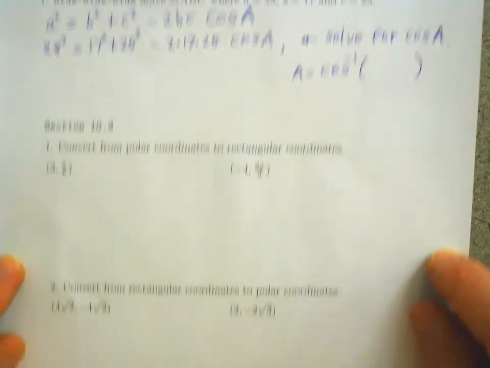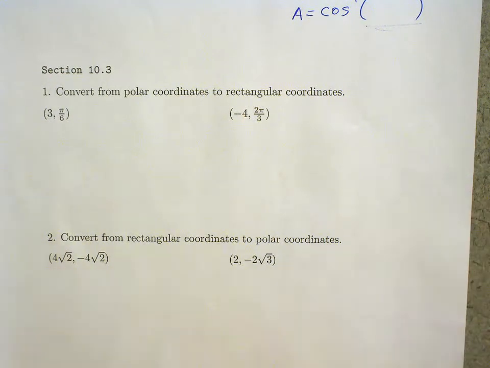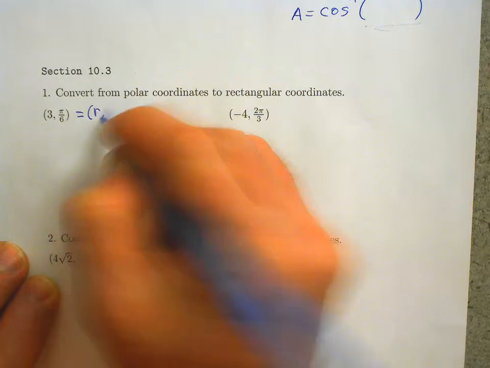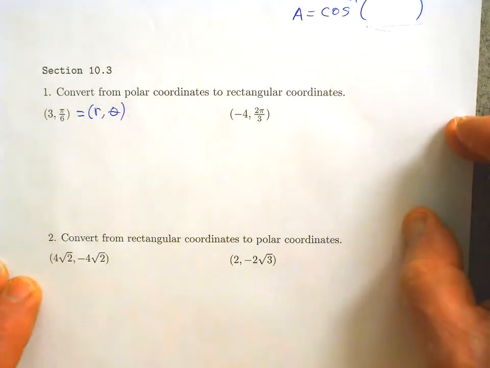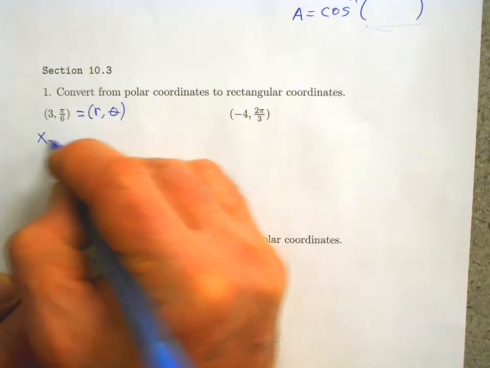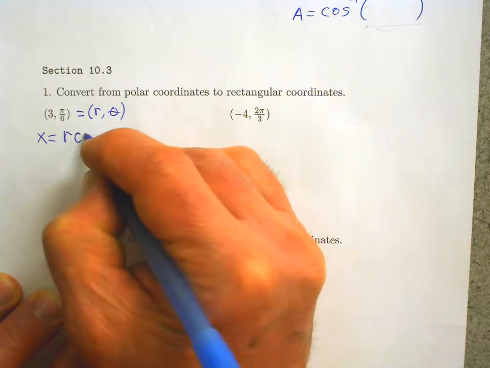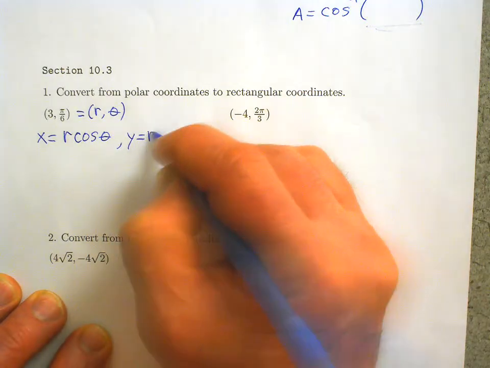Okay, in the next part, section 10.3, convert from polar coordinates to rectangular coordinates. So r is 3 and theta is pi over 6. So in general, we know that x, the x-coordinate in rectangular coordinates, is r times cosine theta, and y is r times sine of theta.